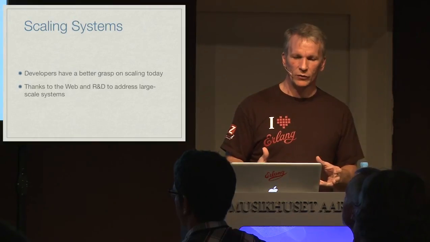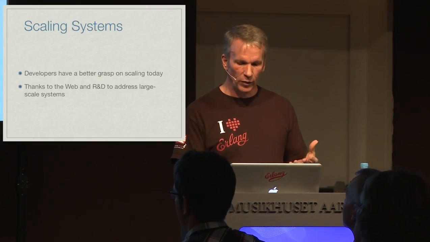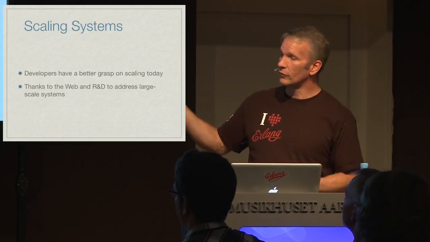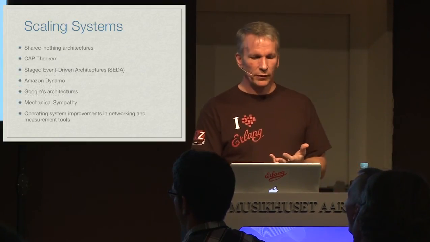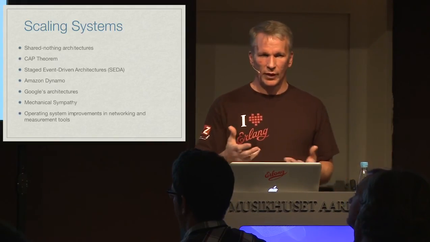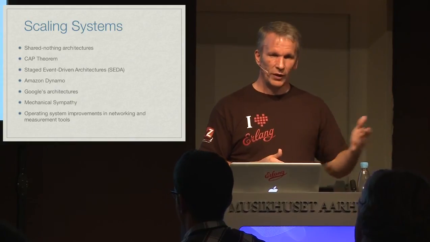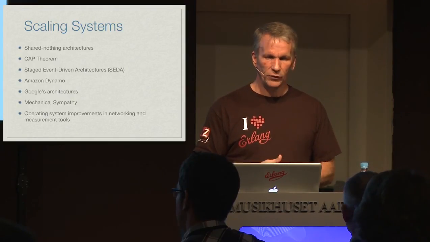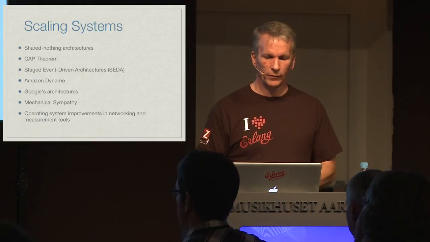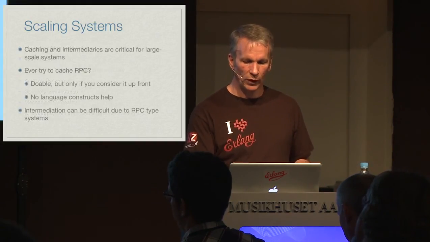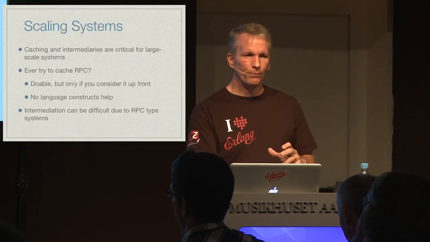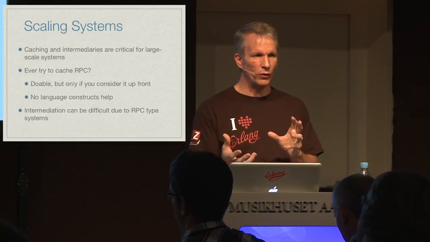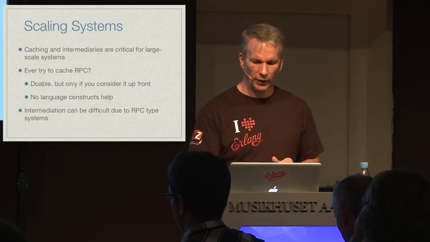In terms of scaling, developers have a better grasp of scaling systems today, where in years gone by they really didn't. So things like shared nothing architectures, CAP theorem, SEDA, staged event-driven architectures, the work that Amazon and Google have done, Martin's own mechanical sympathy, you can't have the scale without the performance, and Martin's going to talk about that later. And then just the operating system improvement and networking and supporting these kinds of systems with measurement tools. Caching, think of caching. An RPC is very hard to cache because you don't know if it's read, write, read only, or what. And when you're scaling a system, you have to have caching.